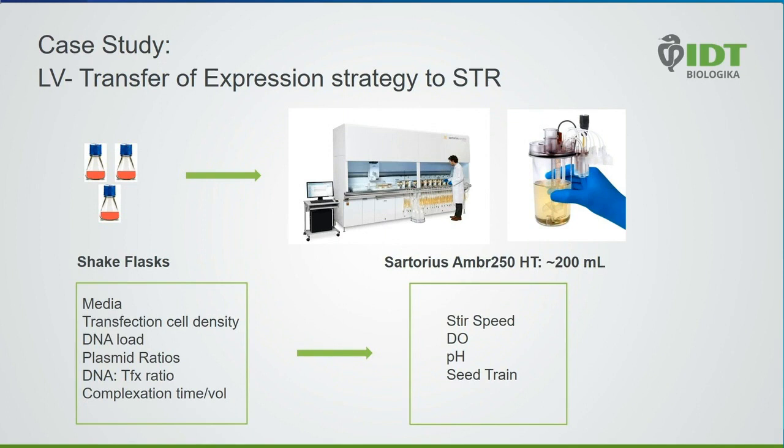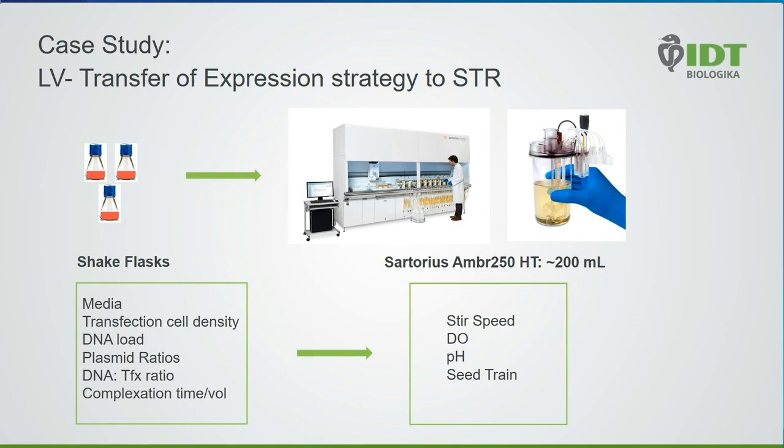Now, the media you use for your process is important to be optimized. And the reason is that there might be some media which might support cell growth really well, but may not be conducive for the process of transfection. So you have to choose something that is suitable and supportive of both processes. And then the cell density at the time of transfection needs to be varied and optimized, and the DNA load needs to be optimized as well.